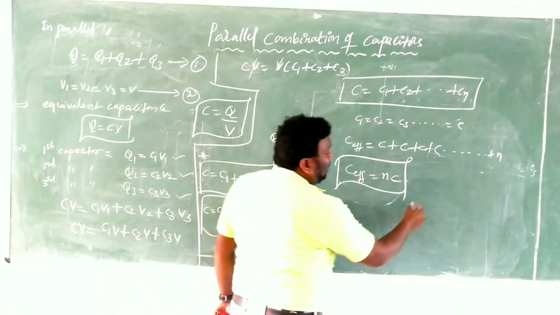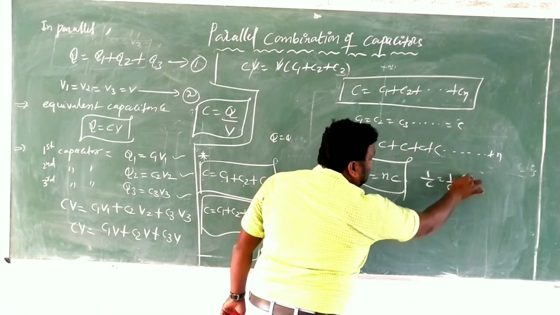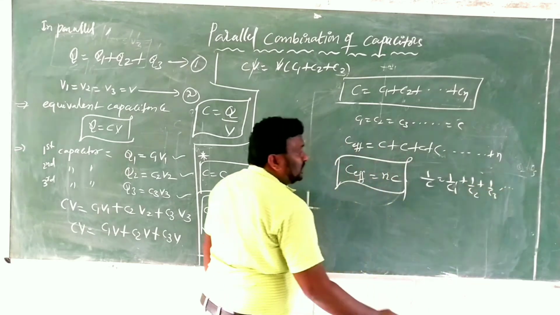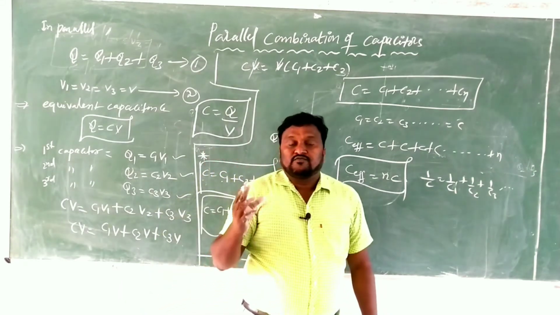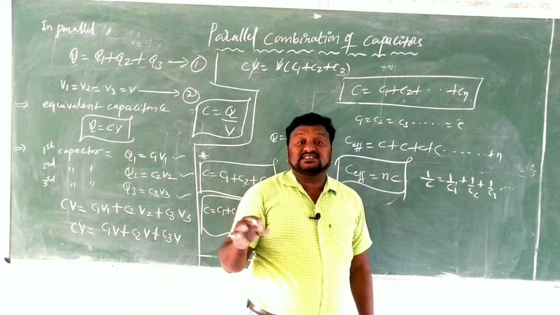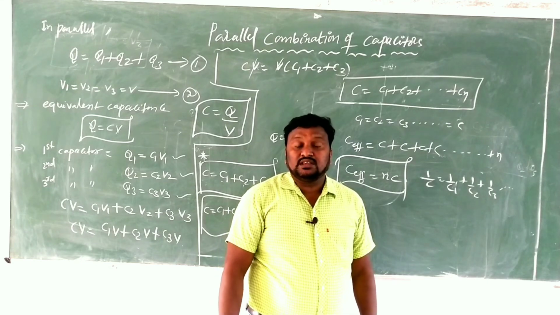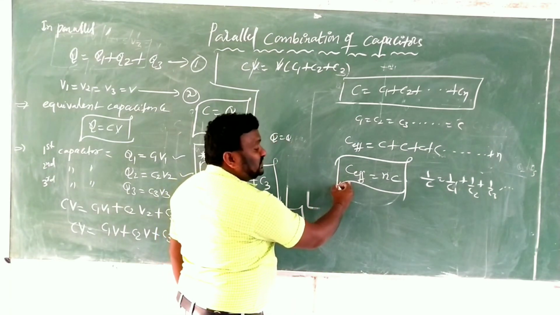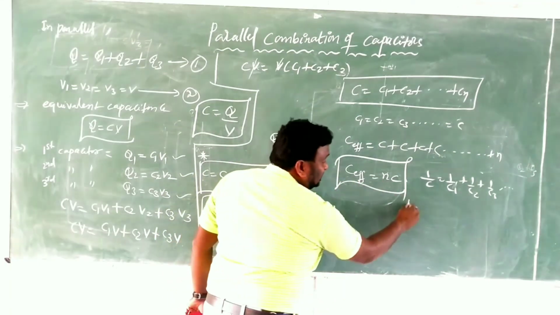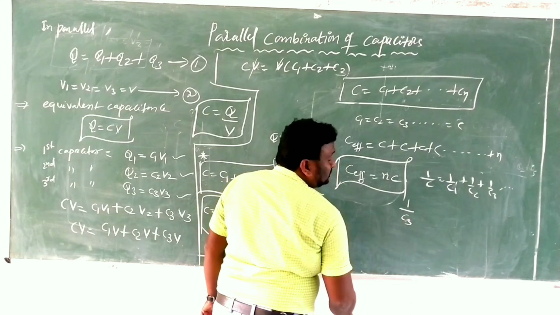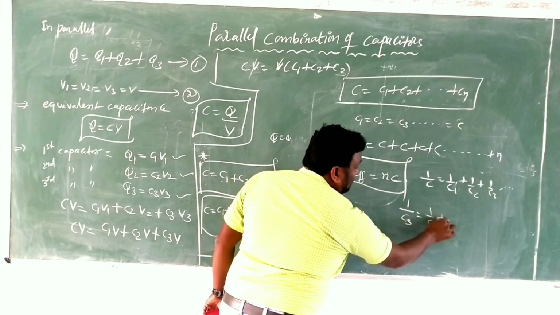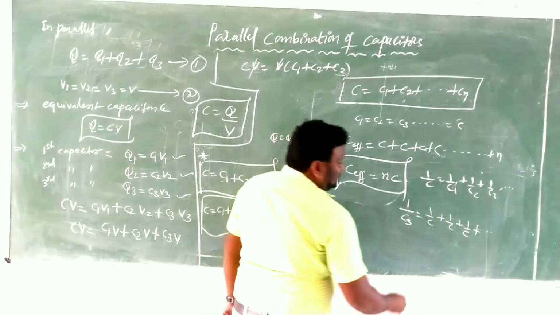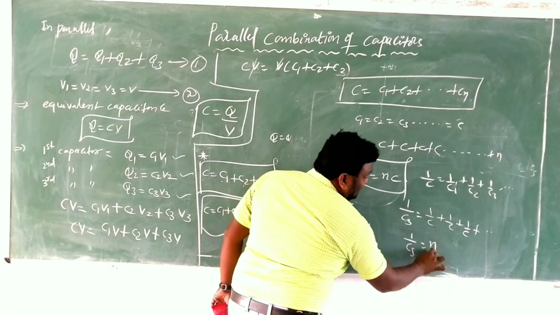In series combination, what you have? 1 by C is equal to 1 by C1 plus 1 by C2 plus and so on, like that. The question could be like this: find the ratio of equivalent capacitance in series to the parallel. In series to the parallel is asked. And how can we find? Already in parallel what you have? C effective is NC. Then series, what is it? C series, I am writing S. Here what do you write? 1 by C plus 1 by C plus 1 by C. That means how many times? N times. Then what you get? 1 by CS is equal to N by C.